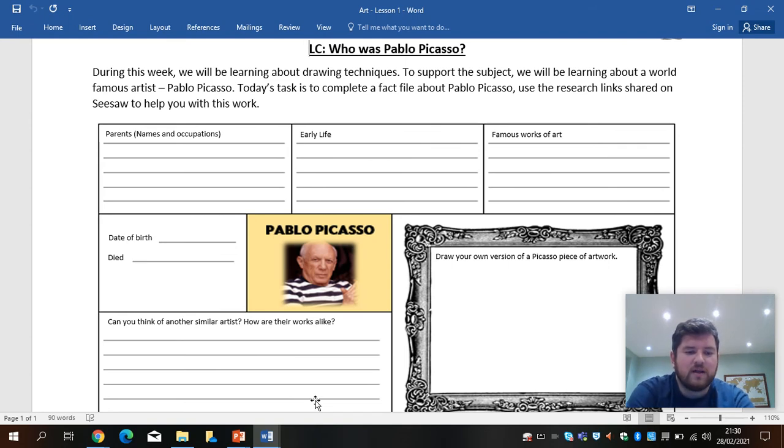Then I'd love you to find out, if you could, about any other artists that were similar in style. And there were some. He has a very particular style. It's got a special name, and if you could find that, you'll be able to find other artists that have a similar style. And also, I'd like you to explain how they are similar. And then, your final little challenge, it's our first attempt at a drawing challenge within this topic, is to draw your own version of a Picasso piece of artwork. So pick a piece of work by Picasso and have a go at drawing it yourself.